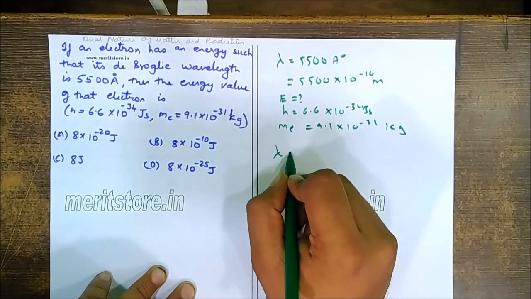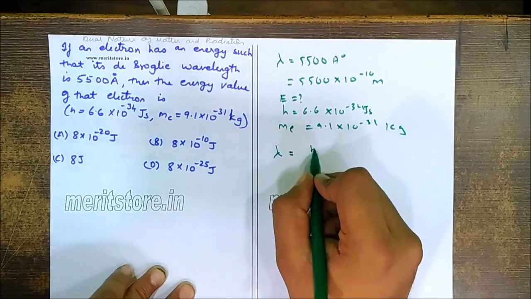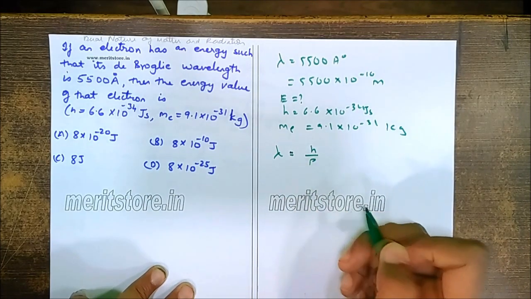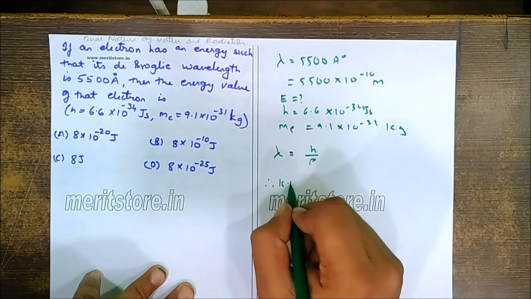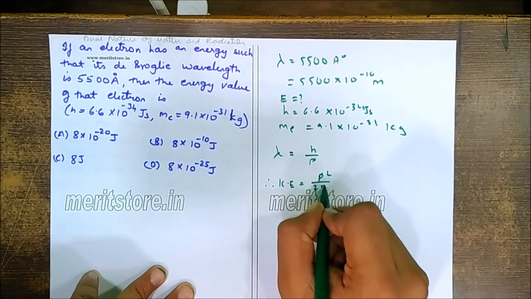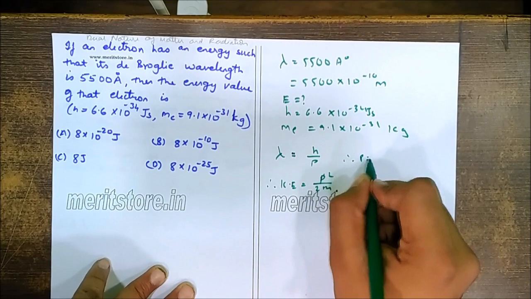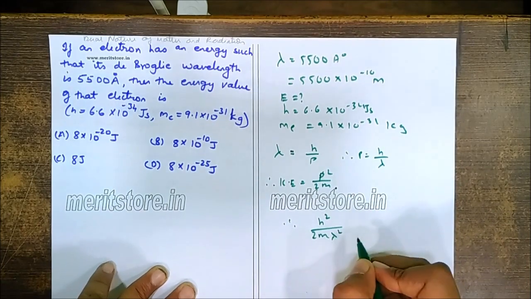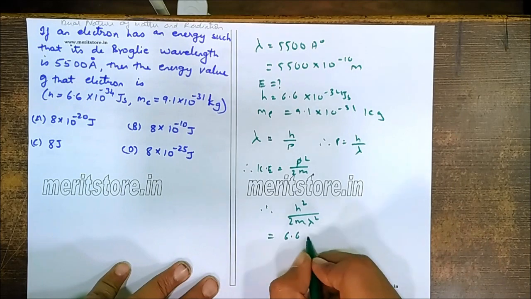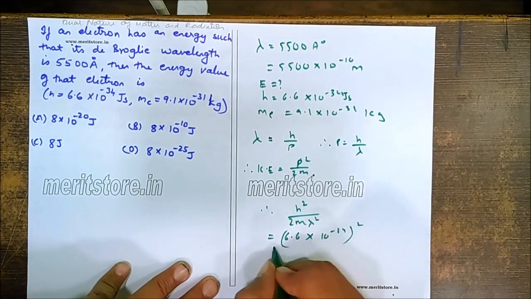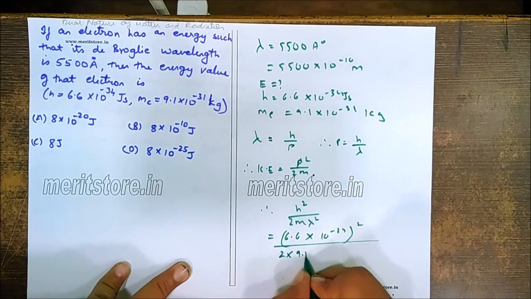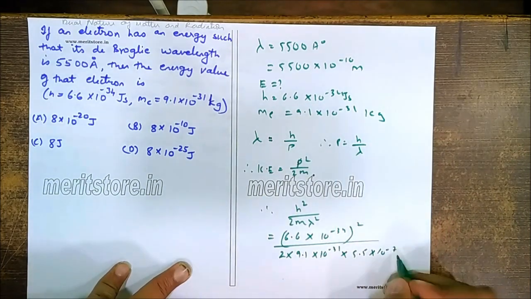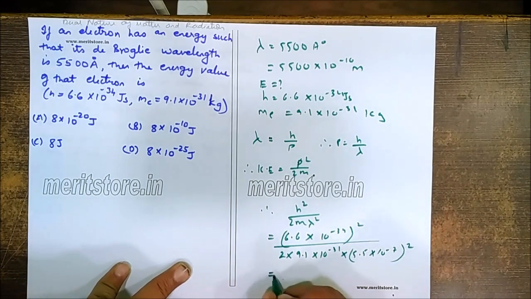We have the formula as lambda is equals to H upon P, and they have asked an energy value. That means kinetic energy is given as P square upon 2m. Therefore P is equals to H upon lambda. Therefore this becomes H square upon 2m lambda square, that is 6.6 into 10 raised to minus 34 the whole square upon 2 into mass of electron 9.1 into 10 raised to minus 31 into 5.5 into 10 raised to minus 7, that is 5500 into 10 raised to minus 10 the whole square.